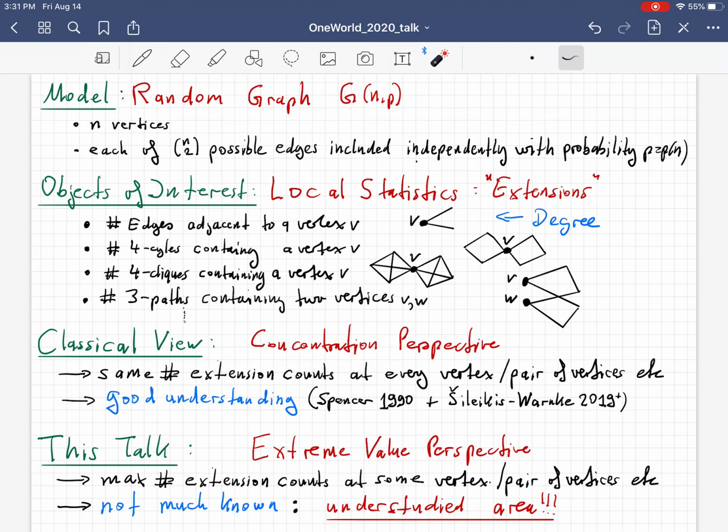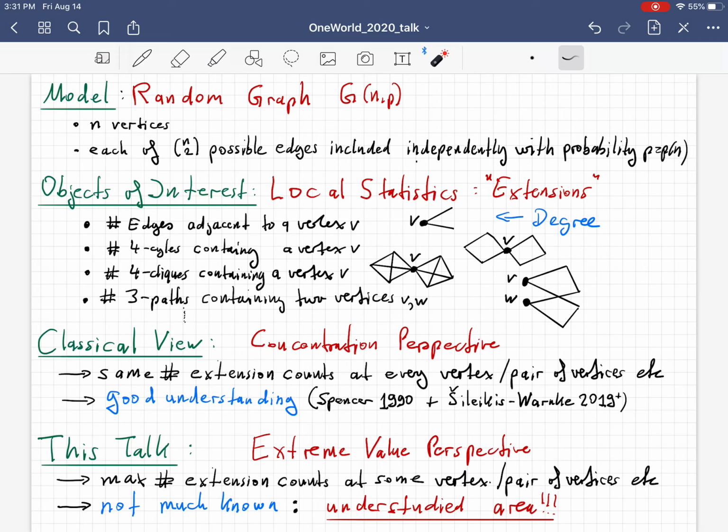So what is the model that we're looking at in this talk? We're going to look at the classical Erdős-Rényi or binomial random graph G(n,p). So we have a graph with n vertices, and each of the n choose two possible edges is inserted independently with probability p. This is a very classical, well-understood random graph model.